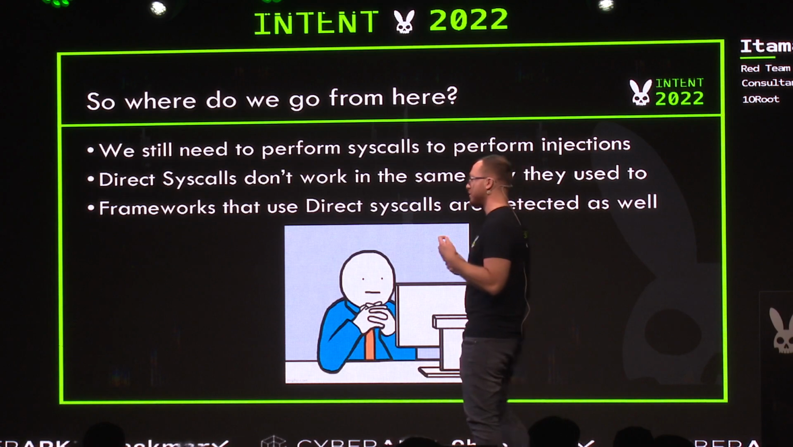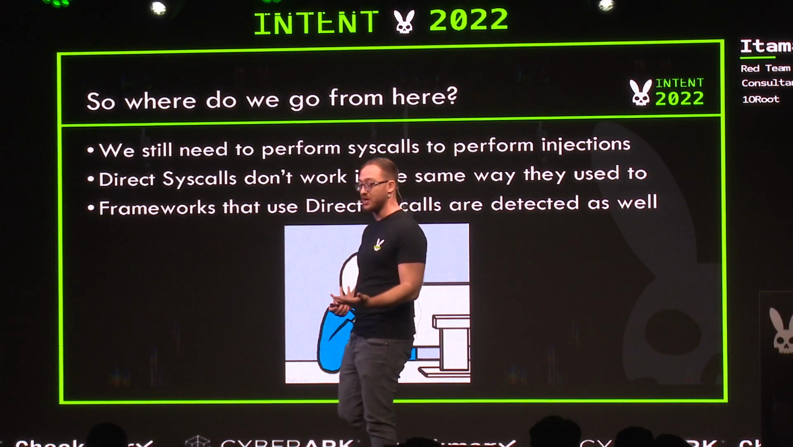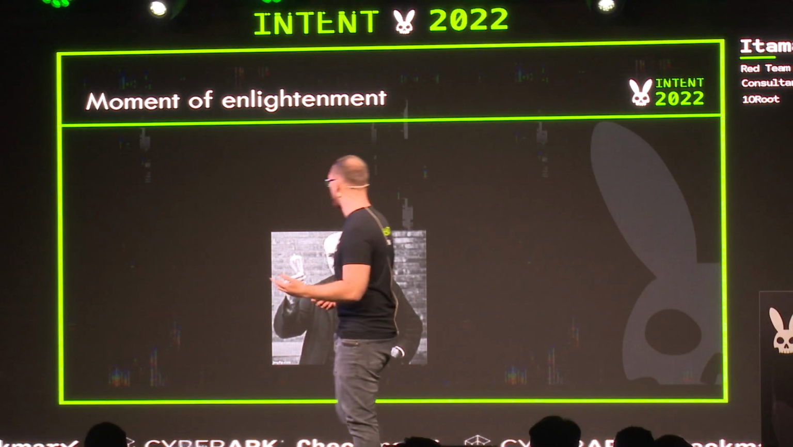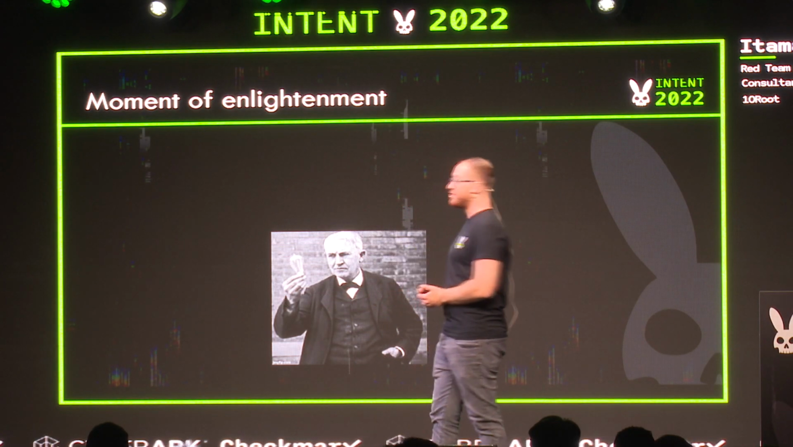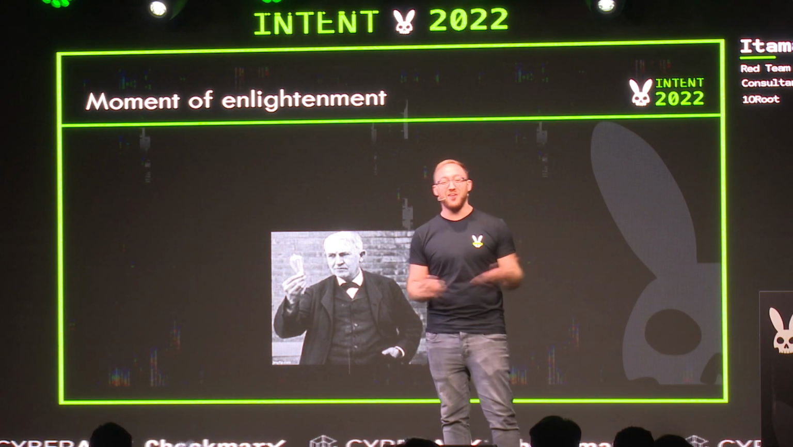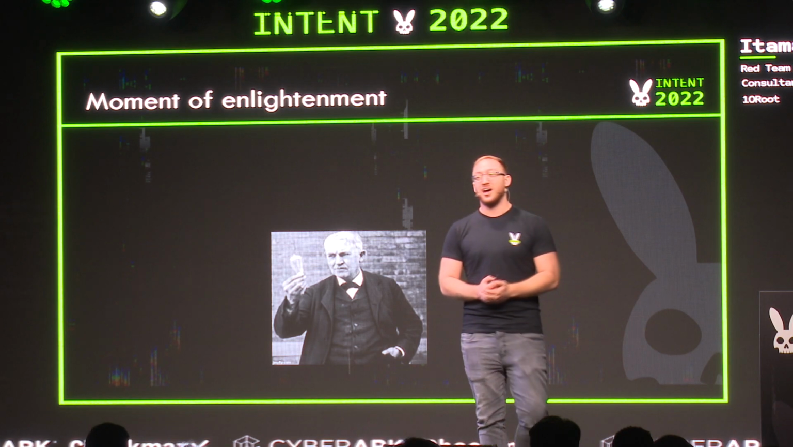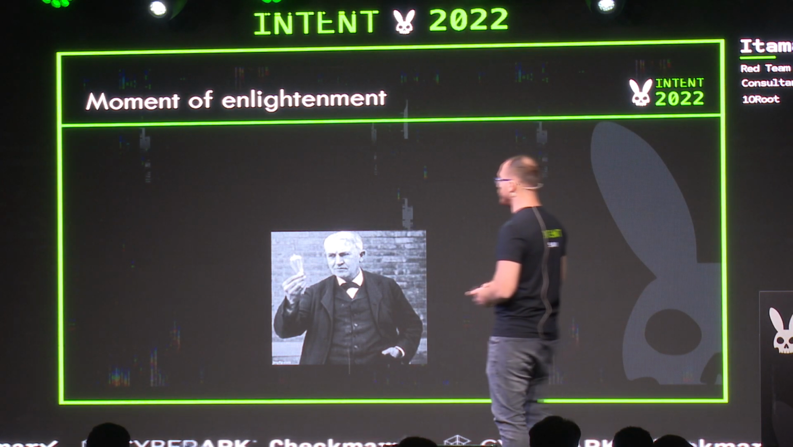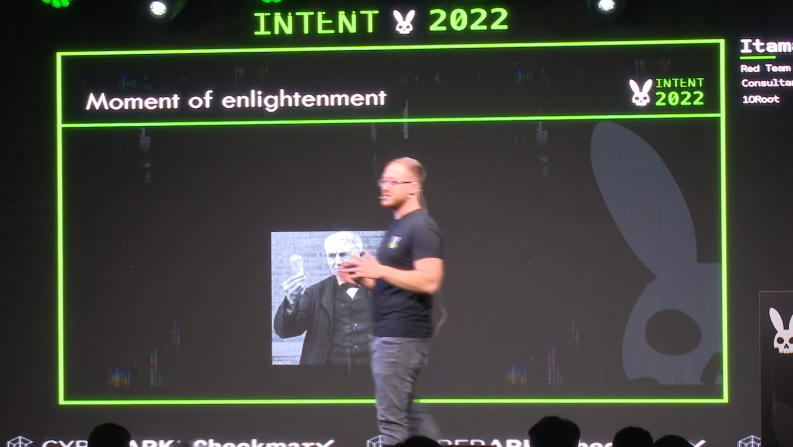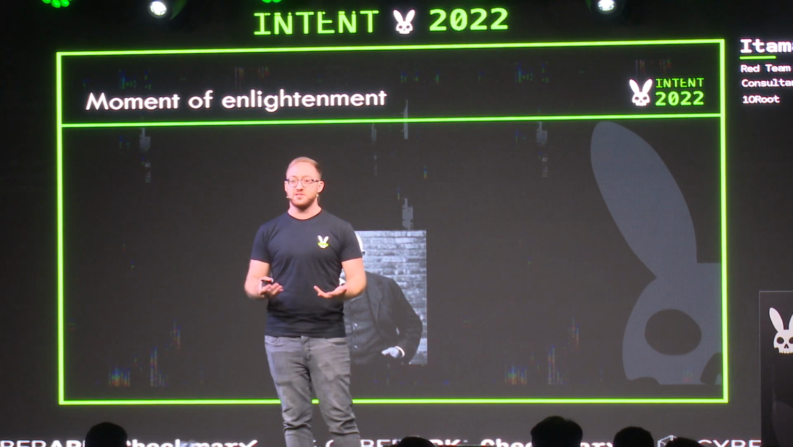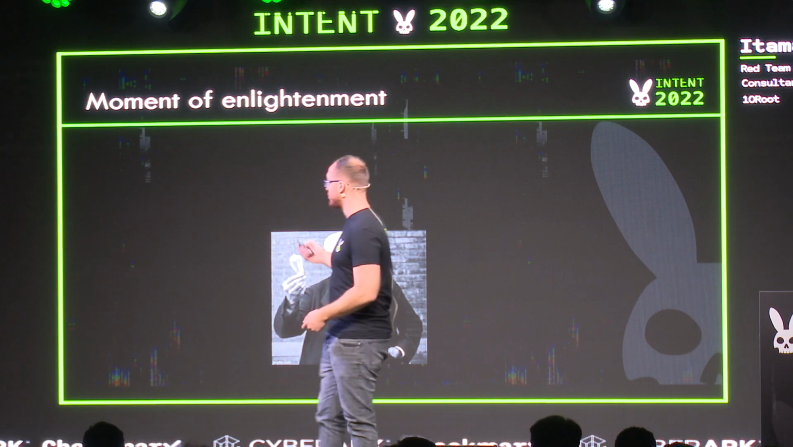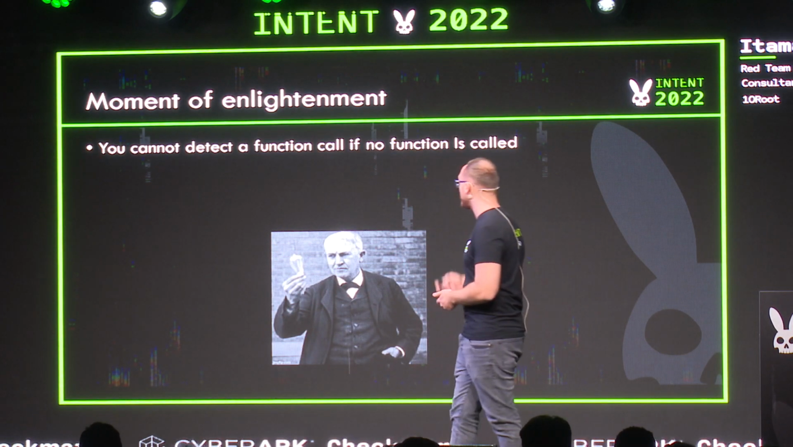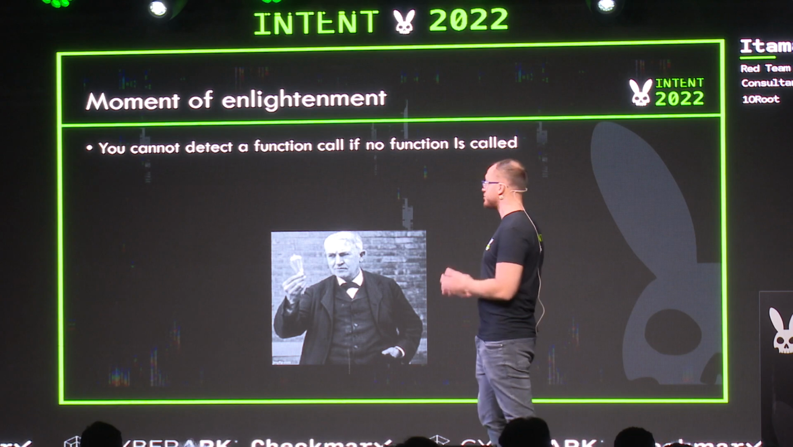And we sat and we thought about it for a long time. Me and my team leader, Kobi, we sat and had some very healthy arguments about how we can make this work again, how can we make it a bit more creative and a bit less detected. And we came up with 3 ideas that assisted us with getting to the final result. So the first idea was you cannot detect a function call if no function is called.